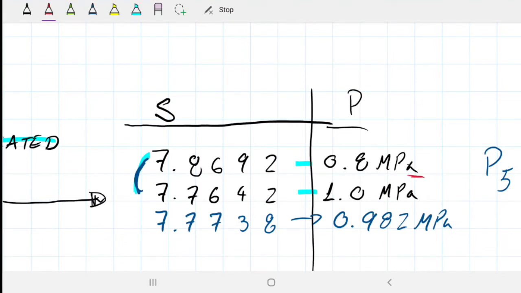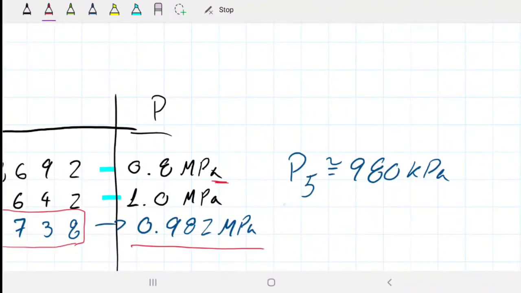Okay, so what I'm going to do is interpolate with the value that I do have, the S5 that we just grabbed by solving state 6. And interpolating that for the pressure, I get 0.98. So that's about 982 kilopascals, right? So pressure 5 is about 980 kilopascals.